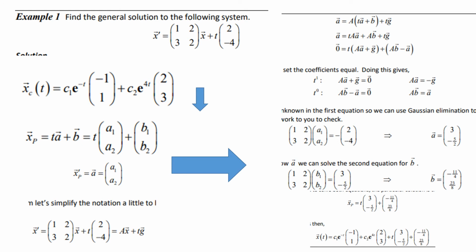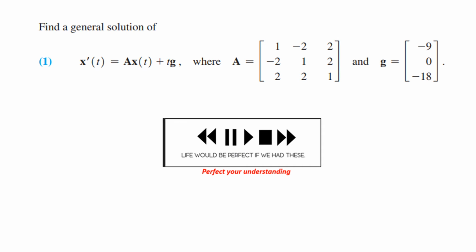non-homogeneous differential equation. I would like for you to do one, so here's what you're to give a go at. Find a general solution of this non-homogeneous differential equation. And here I tell you what A is. It is a 3 by 3. And here I tell you what the vector G is. You know what to do. Let's see how you did.